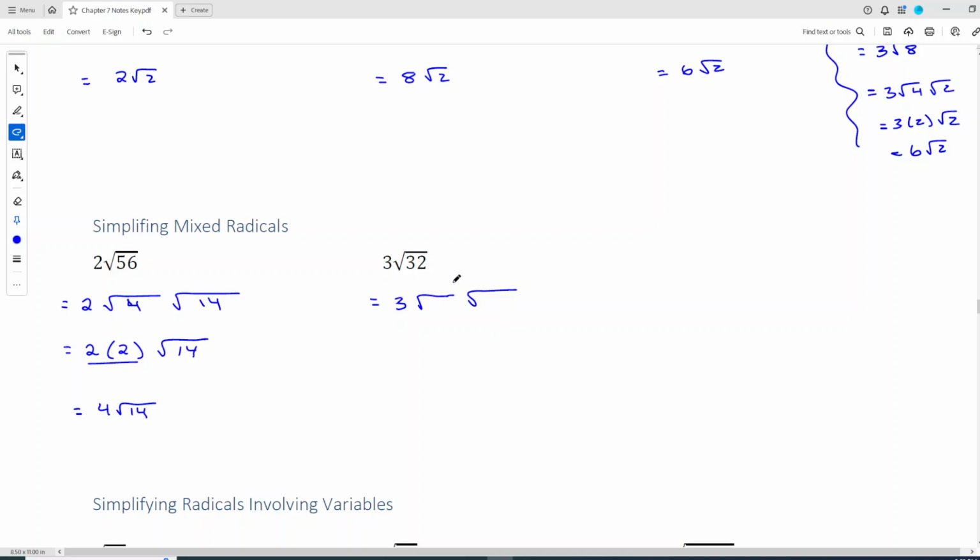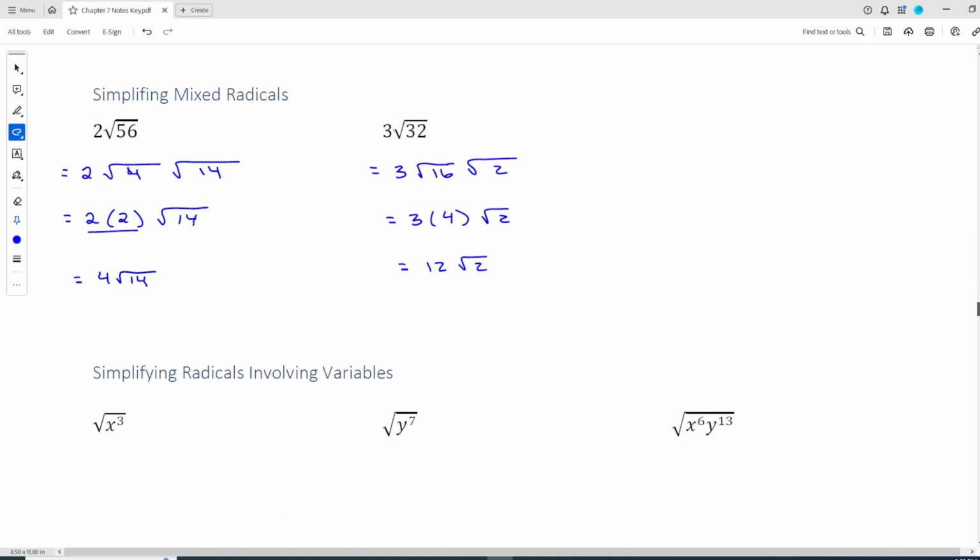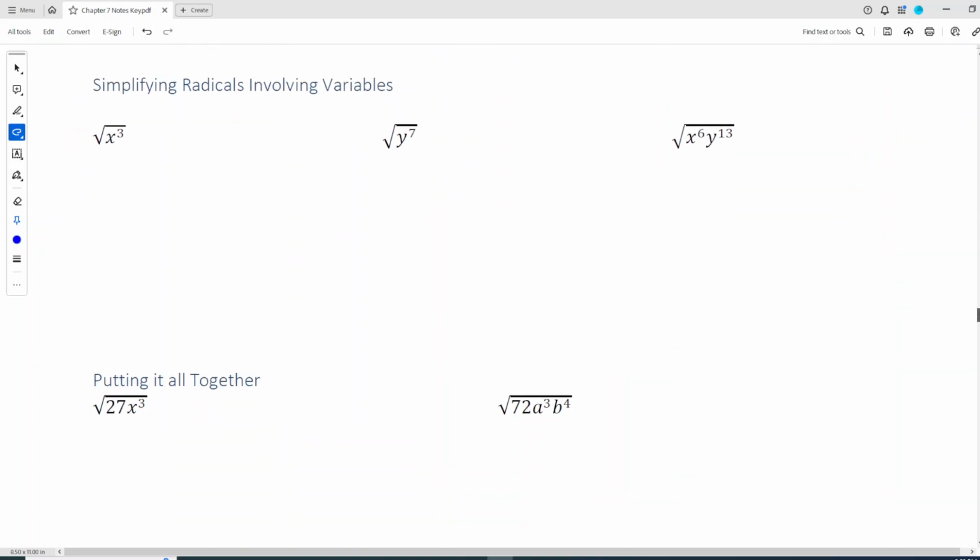Again, you're looking for the highest perfect square that divides evenly into 32. So I found it was 16 times 2. Then take the hat off. The square root of 16 is 4. And then you're left with 3 times 4 is 12, root 2. Awesome. So building it up, the next level is we have to put variables into it.